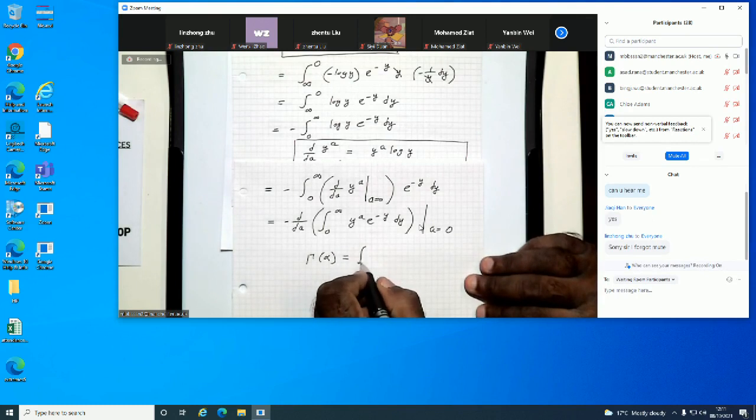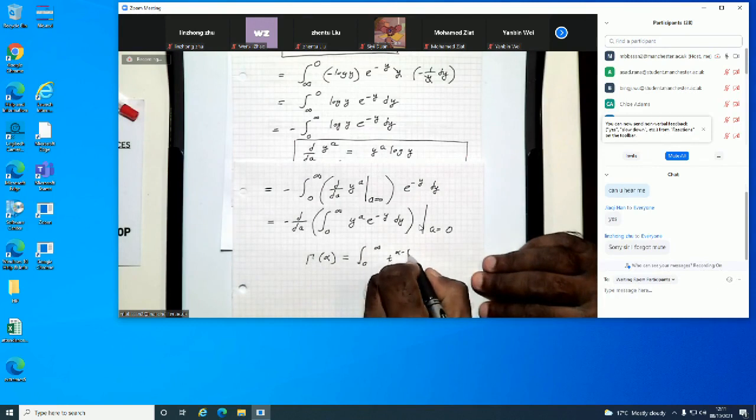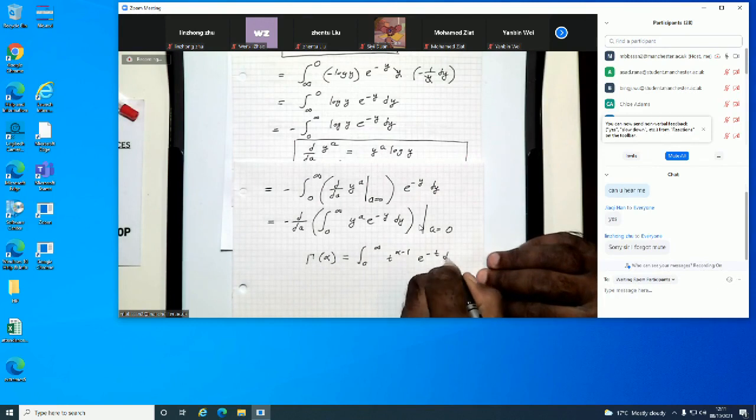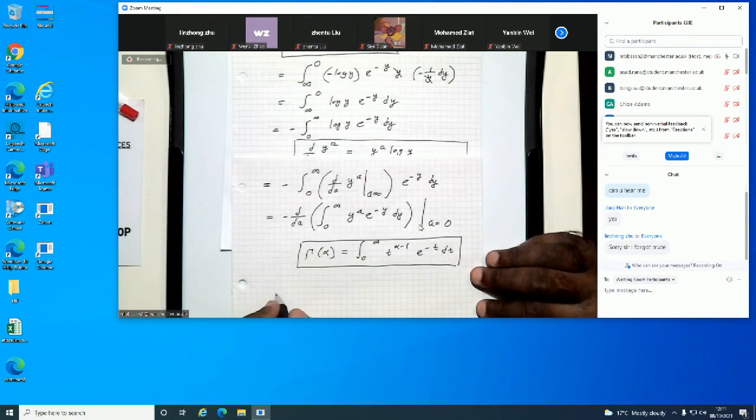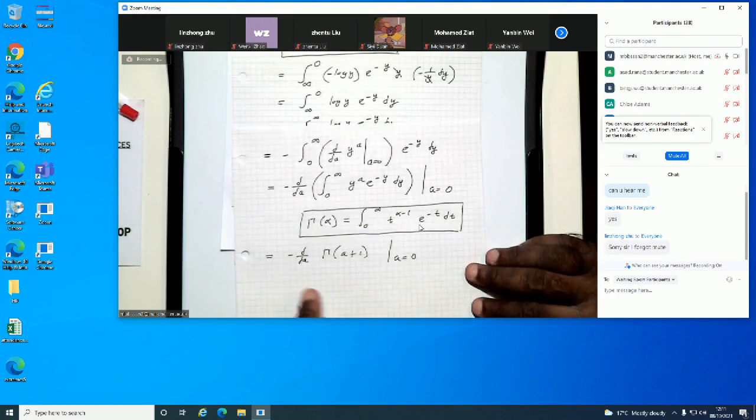You guys okay? As the integral of t to the power alpha minus 1 times e to the minus t dt. So this is the definition of a gamma function if you don't know it already, right? Now using this definition, you can write the above as d by dA of the gamma function at A plus 1. Okay? So this is simply minus the derivative of the gamma function.